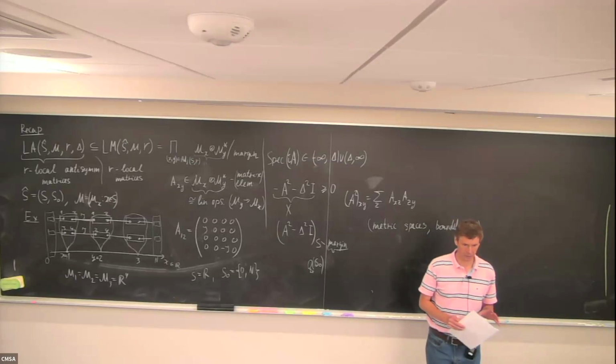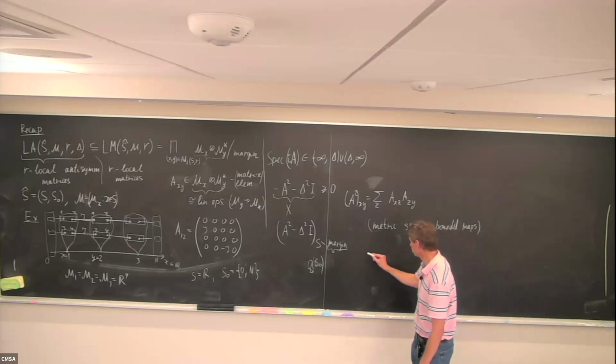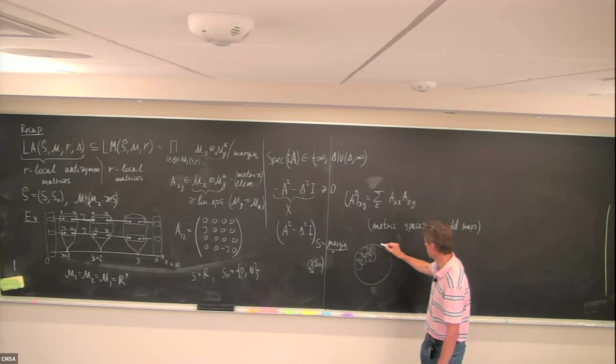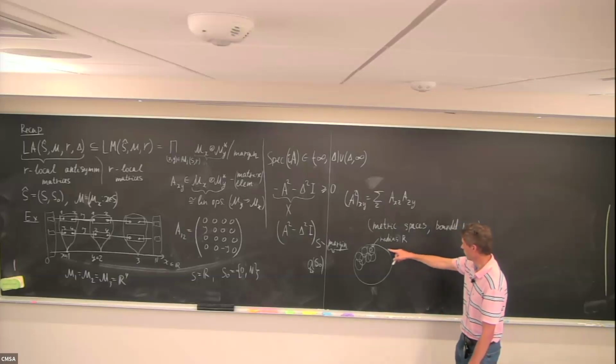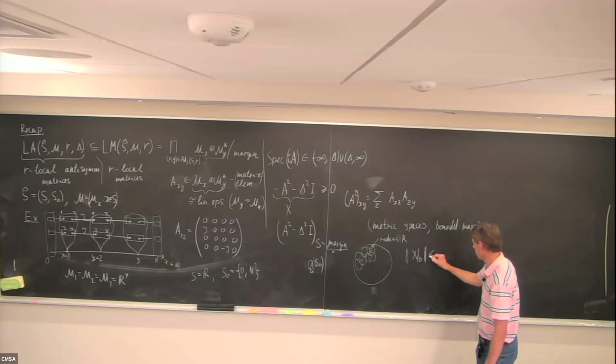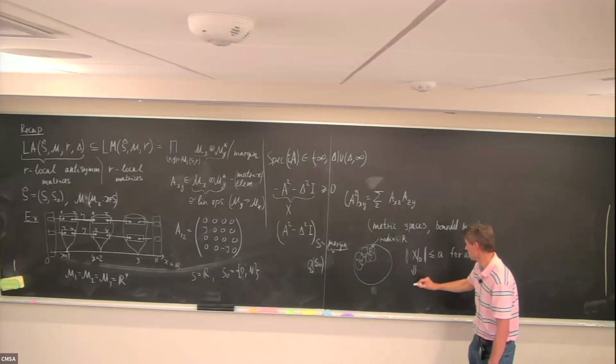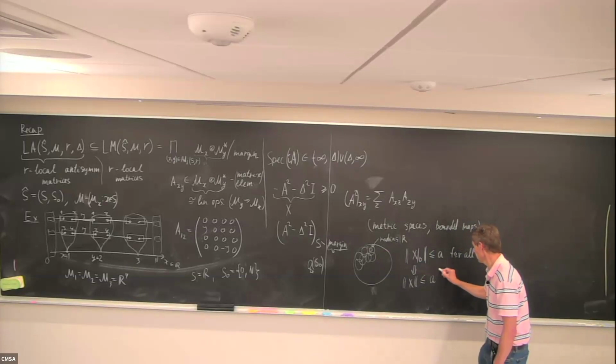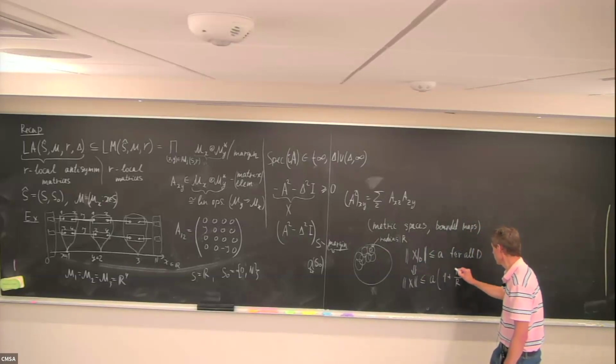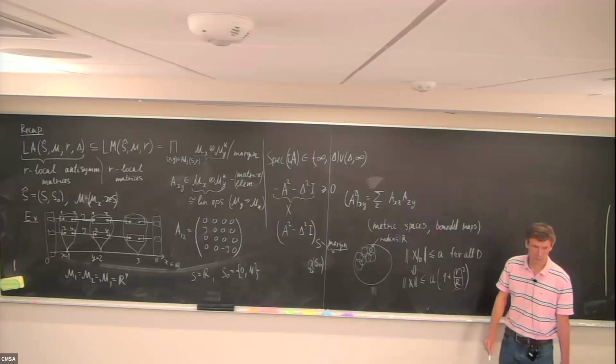Namely, I mentioned the locality lemma. The locality lemma says that if we have a region and consider the restriction of the matrix to all smaller disks of radius r, capital R. If the norm of all restricted matrices is sufficiently small, like X restricted to D is less than A for all D, this implies that the norm of X is at most A times this factor, 1 plus r over capital R, squared. And this is a geometric factor.